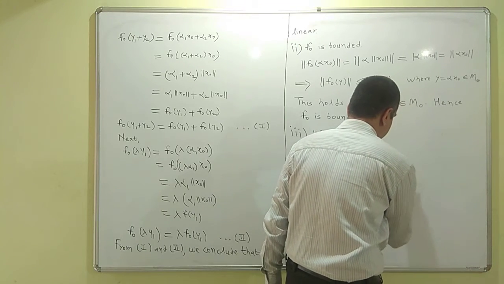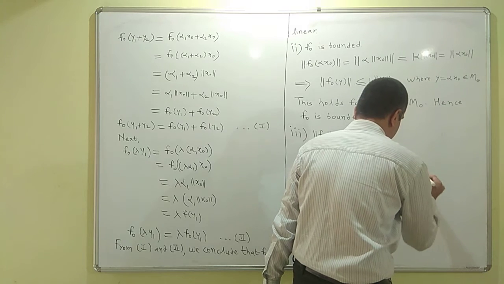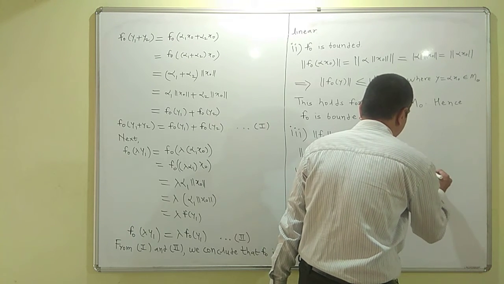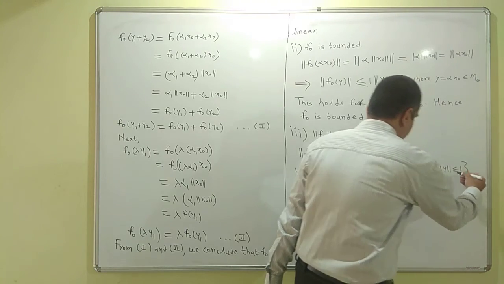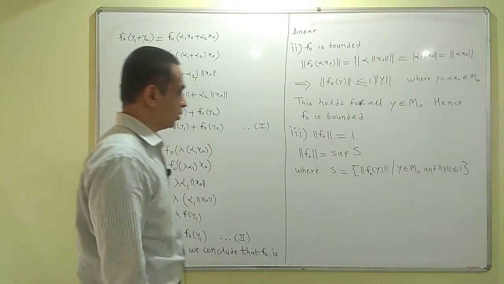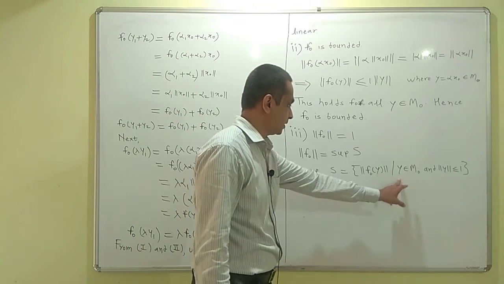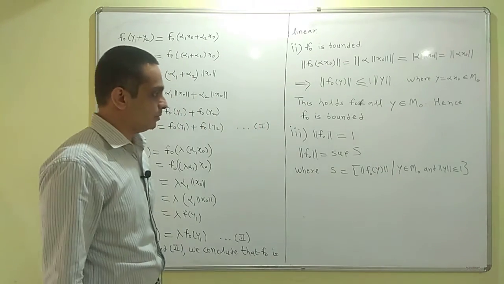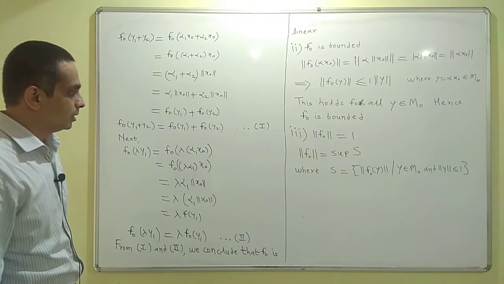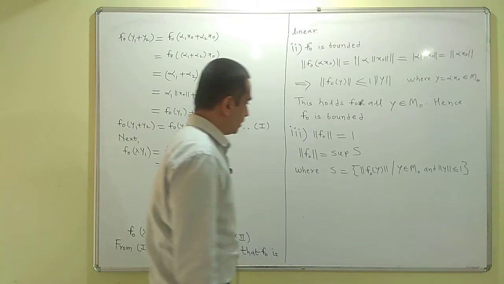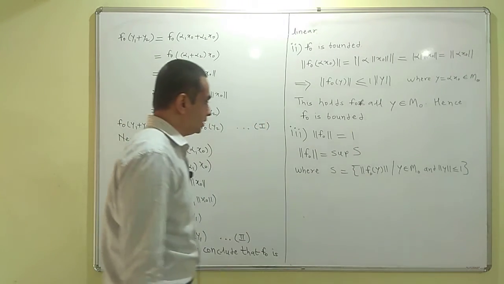For preciseness, let me put all conditions: phi belongs to M0 and norm of phi is less than or equal to 1. So this is the definition of norm. Norm of f0 is the supremum of this set. We want to prove that the supremum of S is 1. That can easily be proved.